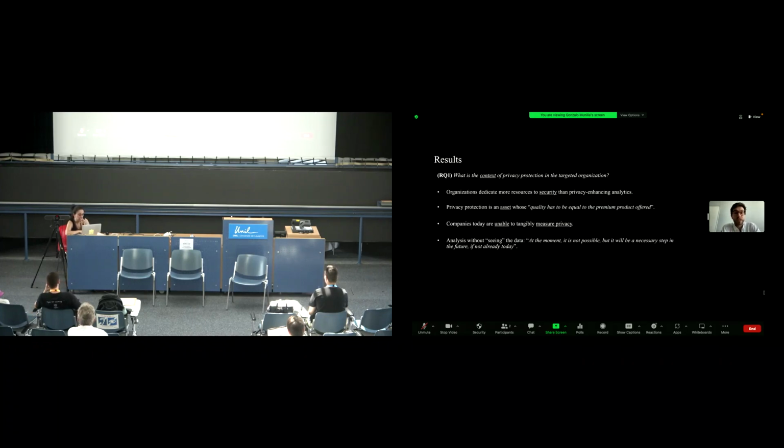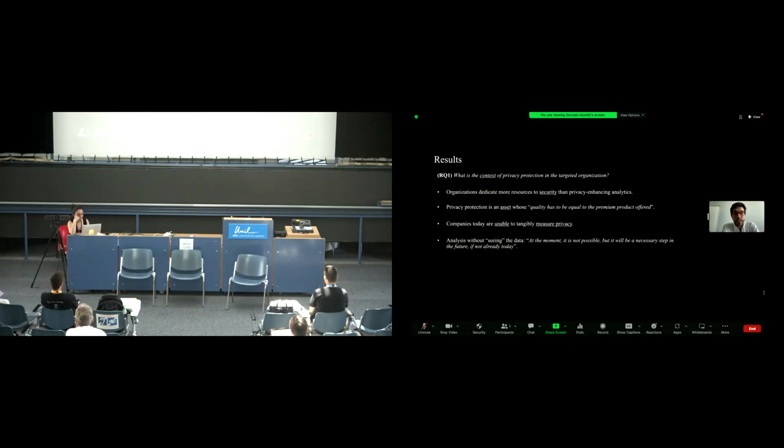So I saw that many of the companies were more invested in security than in privacy enhanced analytics. This could also be because these analytics tools are not as mature as others. And at the same time, they see privacy as an asset. Quality has to be equal to the premium product offer. This is an insight that I found interesting.